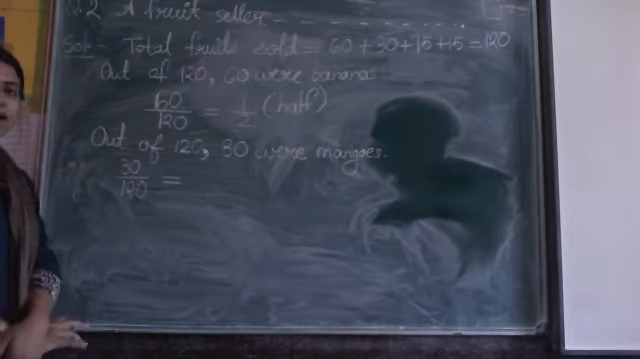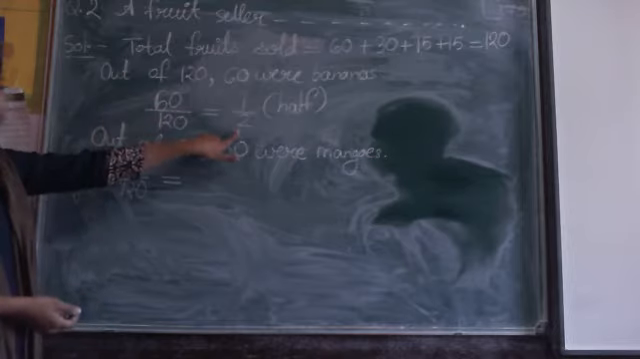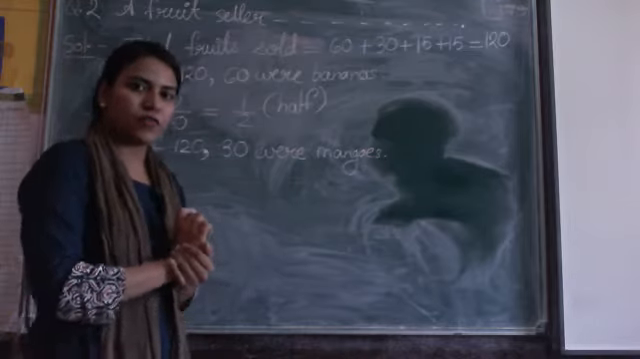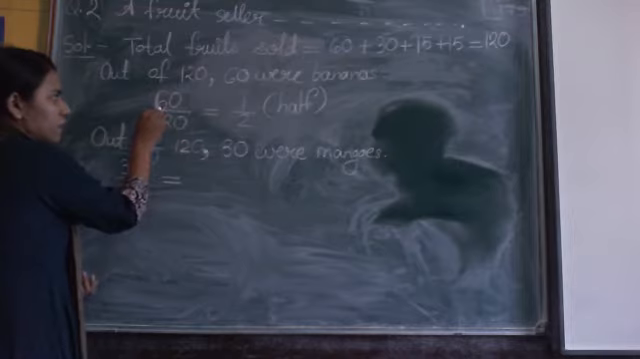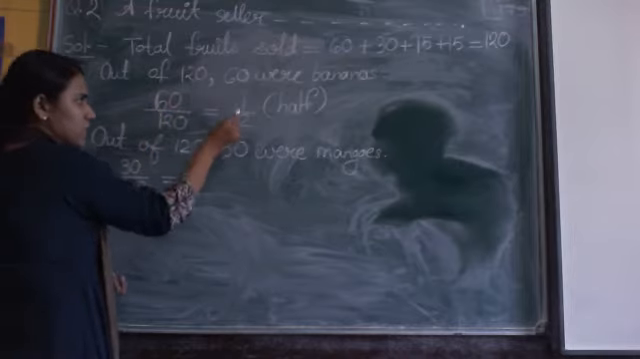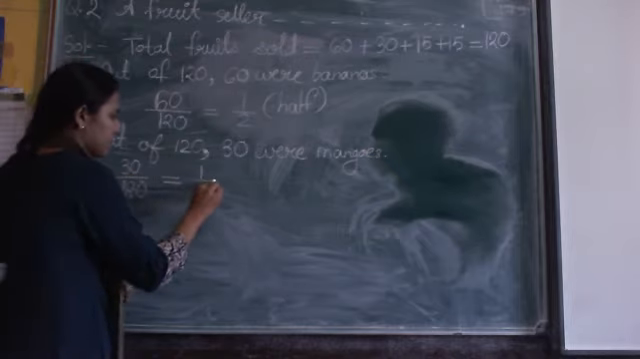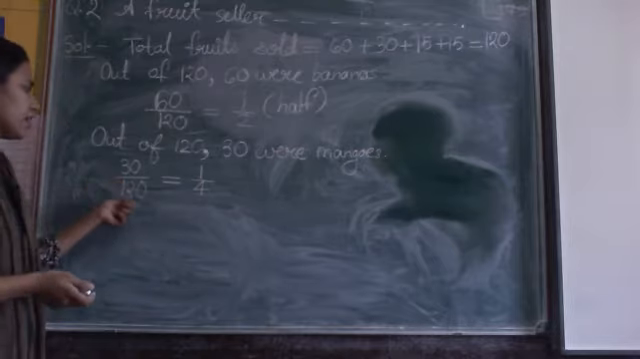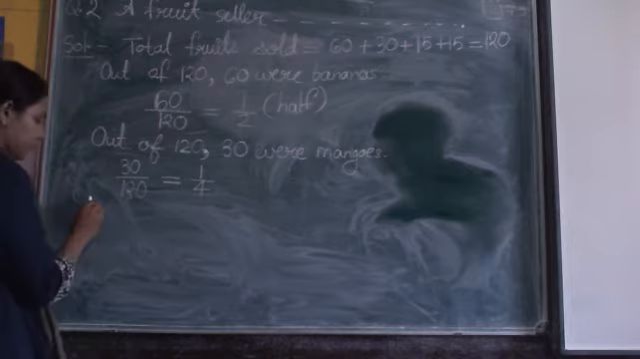We already studied in our fraction chapter how to convert a fraction into its lowest form. So to convert this fraction 30 upon 120, my result is 1 upon 4.